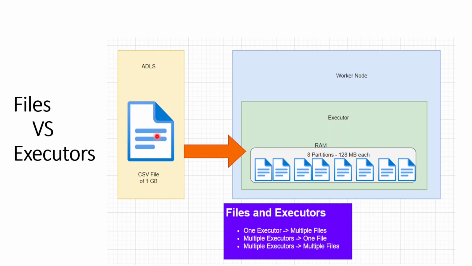Then it can distribute the file across the executors. Even multiple executors can access one single file. So the relationship is very simple. One executor can access multiple files, or multiple executors can access one file, or multiple executors can access multiple files. Hope you understood this concept as well.